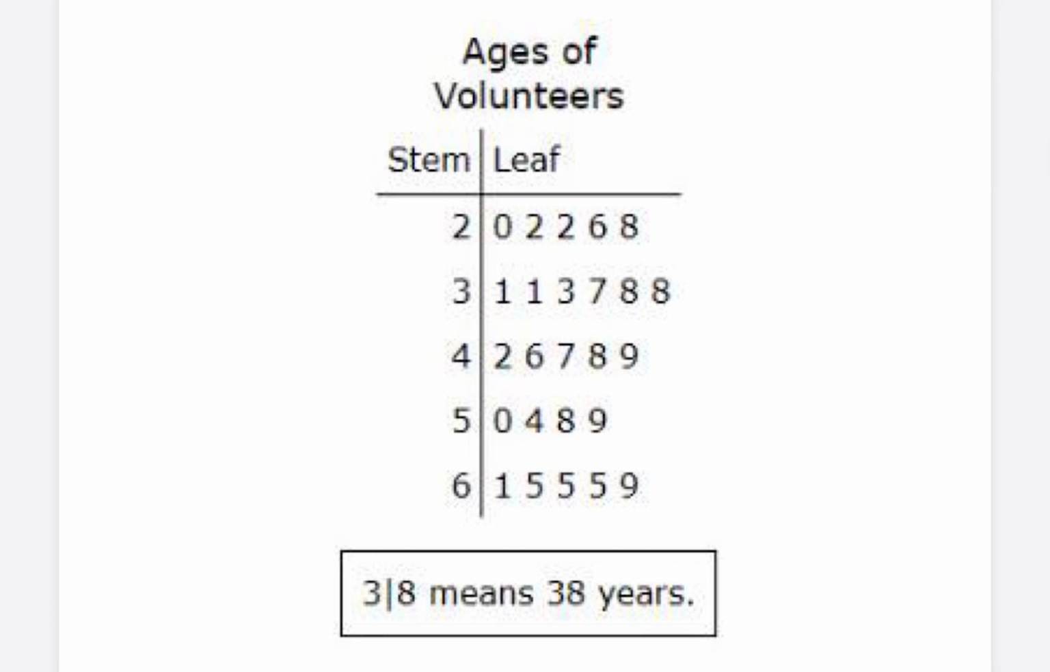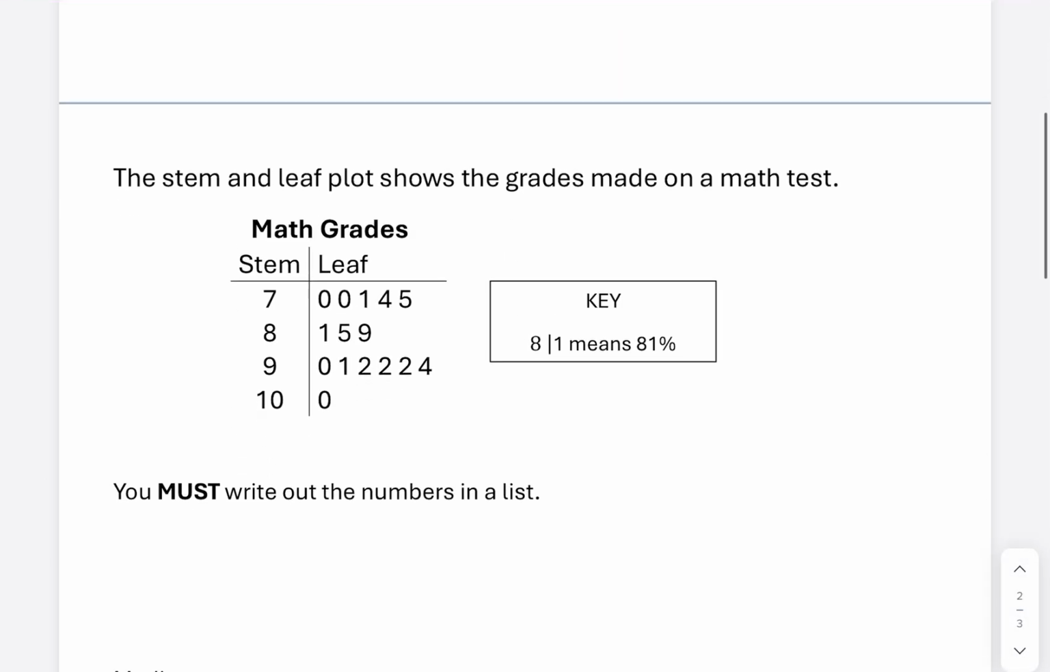Okay, you have your stem on one side, which is over here, and then you have your leaves on the other side. And all of these leaves represent numbers. So if you look down here at the bottom, a 3 with an 8 means 38, which would be right here. And that is 38 years. So let's go to the inside and actually look at some problems.